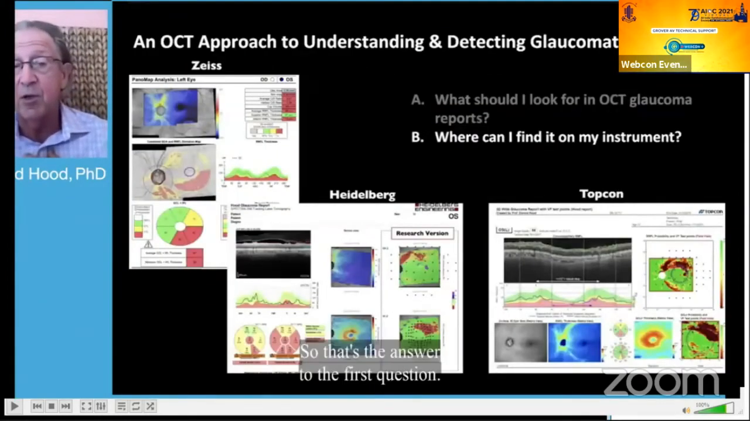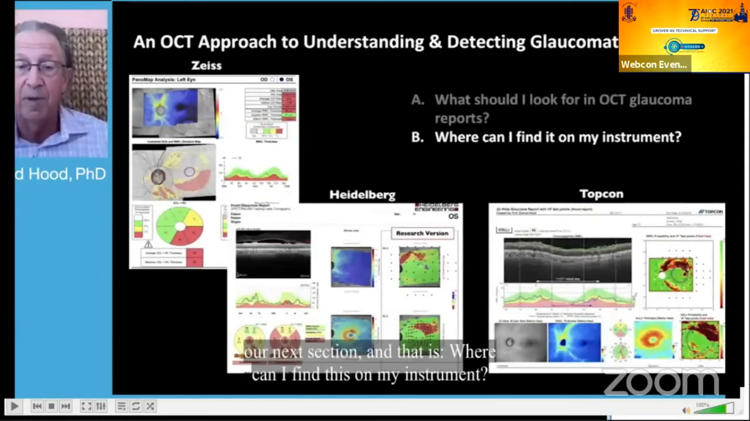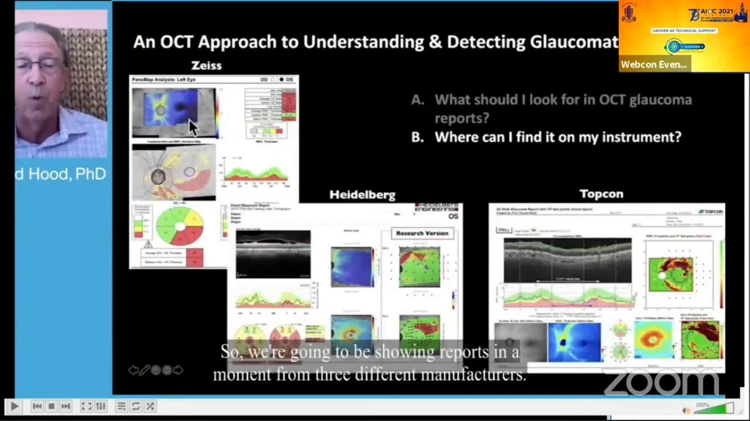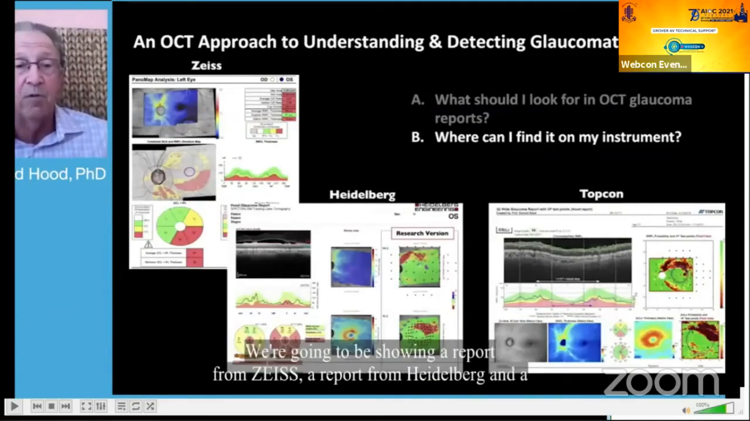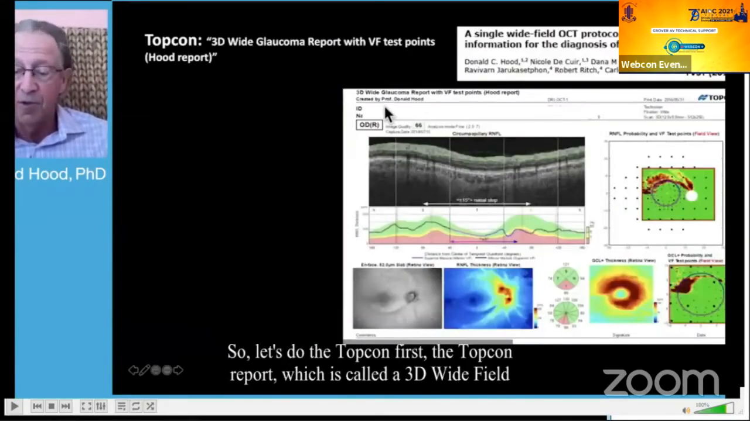All right, so that's the answer to the first question. The answer to the second question, I'll be brief because we're going to review this in our next section. And that is, where can I find this on my instrument? So we're going to be showing reports in a moment from 3 different manufacturers. We're going to be showing a report from Zeiss, a report from Heidelberg, and a report from Topcon. So let's do the Topcon first.